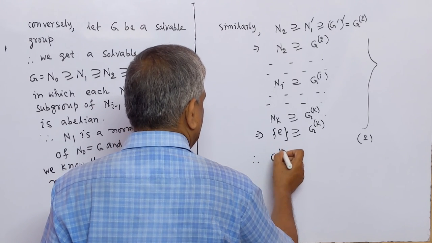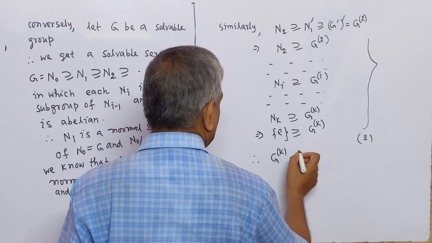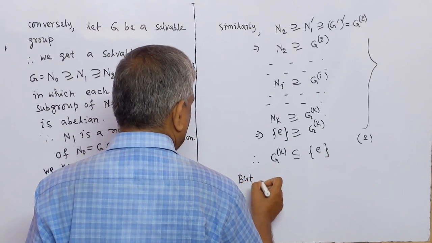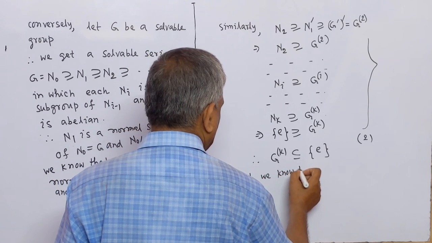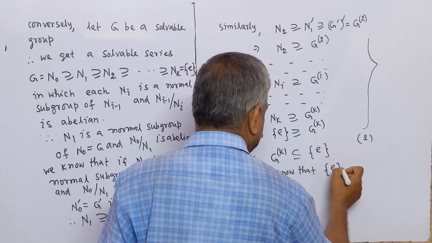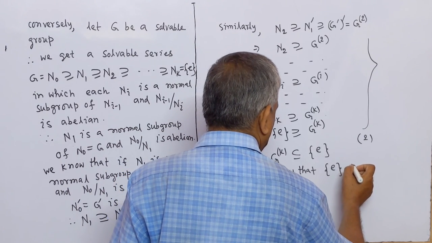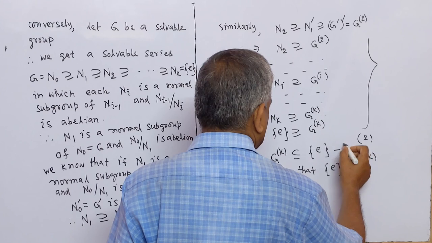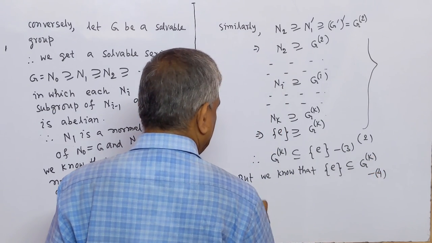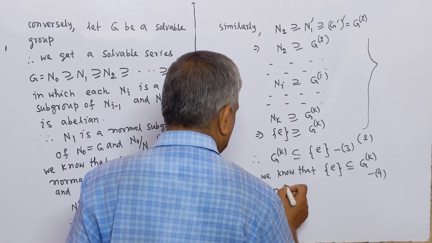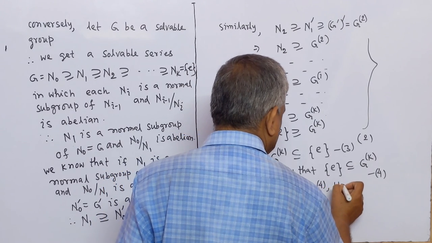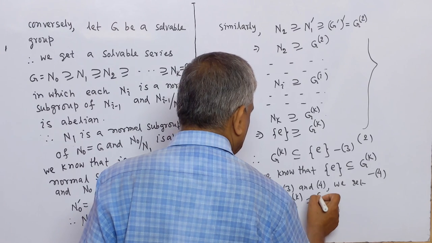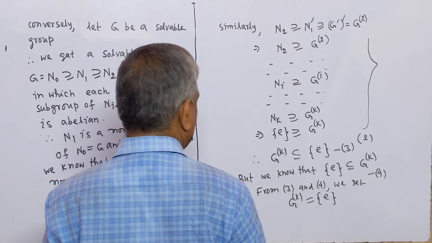Therefore, Gk, kth commutator subgroup of G, is subset of a set containing only identity element. But we know that set containing only identity element is always subset of Gk. This is number 3. This is number 4. Therefore, from 3 and 4, we get Gk, kth commutator subgroup of G, is a set containing only identity element. Proved.